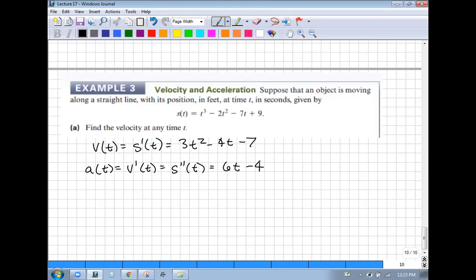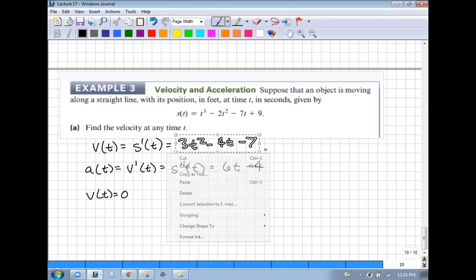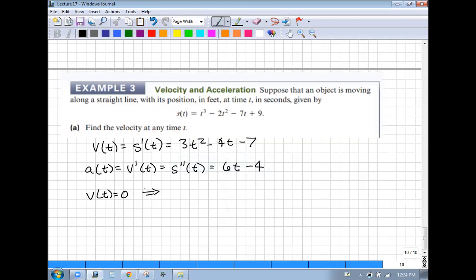All right. And then they ask you, when is this 0? When is the velocity 0? All right, well, since this is the velocity, they're asking, when is this 0? And y'all know how to solve this, right? You could use the quadratic formula, or you could do factoring. Y'all remember your trick for factoring? Factoring by grouping? Go ahead and do a quick recap.